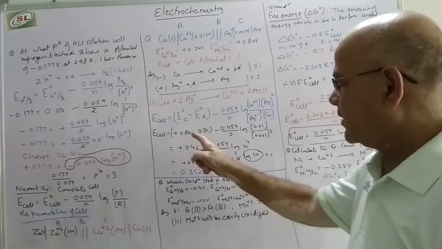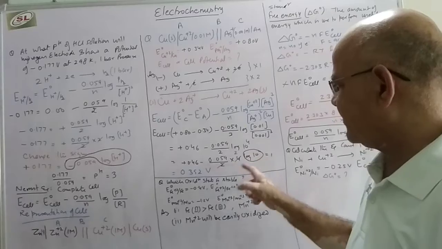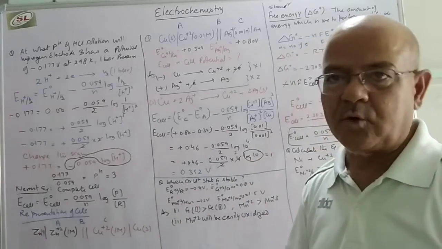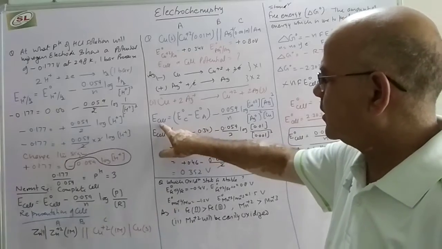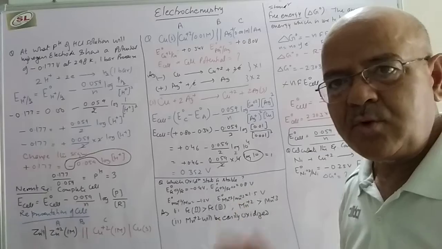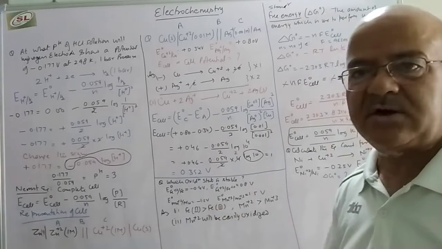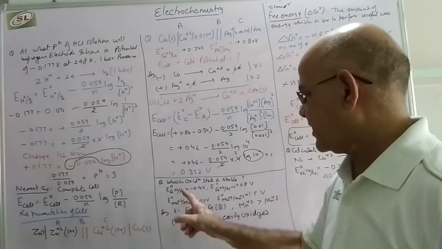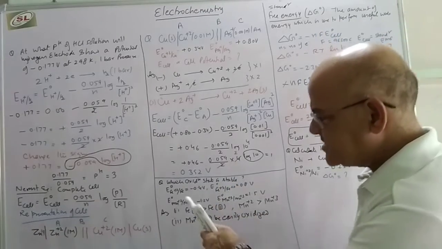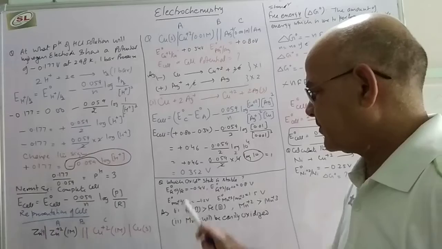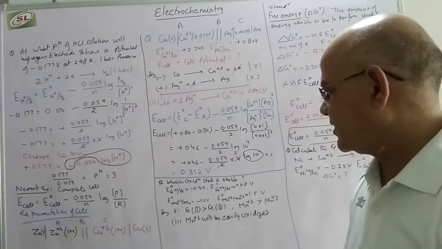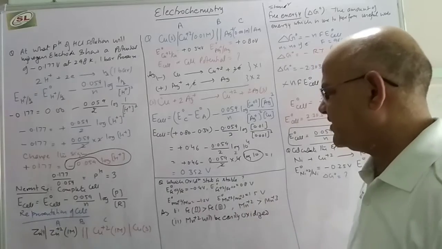Now after subtraction we will get, and we can solve it. It will come 0.352 volts, the cell potential or E cell. Here is one more application of these electrode potentials: which oxidation state will be stable? You can see in the question, the electrode potential for Fe+2 ion is given and Fe+3 ion is given.